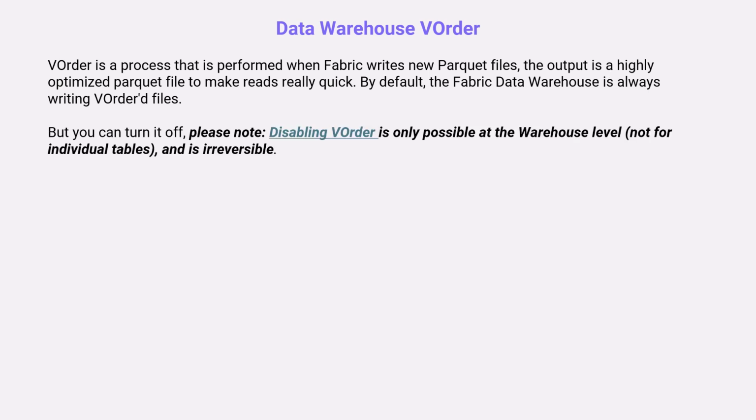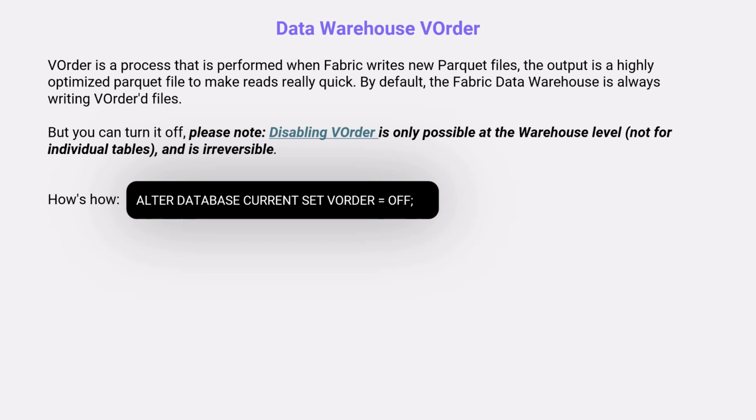but it's a lot quicker when it goes to read it. Okay. Now you can turn it off, this V-ordering. It's on by default. You can disable it at the warehouse level only for the data warehouse, so not for individual tables. And very importantly, this action is irreversible. So if you turn V-ordering off for the entire data warehouse, then you can't turn it back on. This is how you do it. Alter database current set V-order equals off.